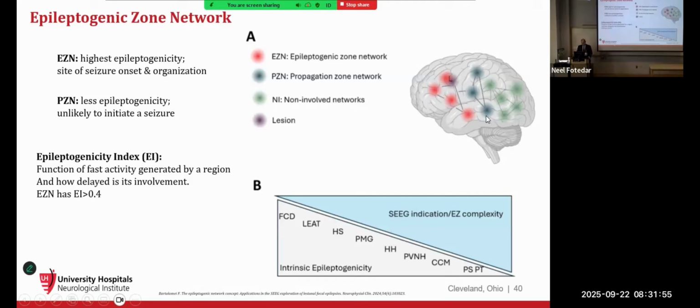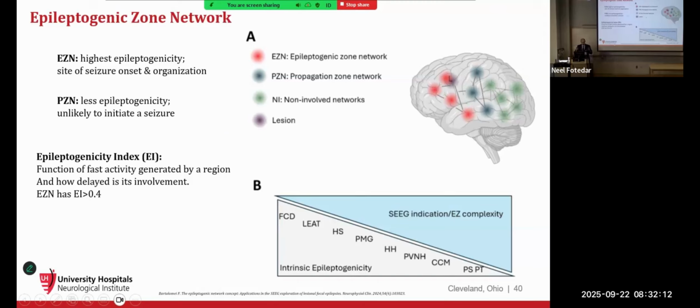These ones in blue they call the propagation zone, which could be the early spread, or the spread zone, which is where the seizure spreads into and may produce a symptom. So it could be a constellation of different symptomatogenic zones. And then you have these areas which don't get involved in the seizure.